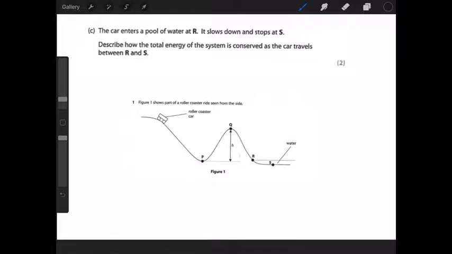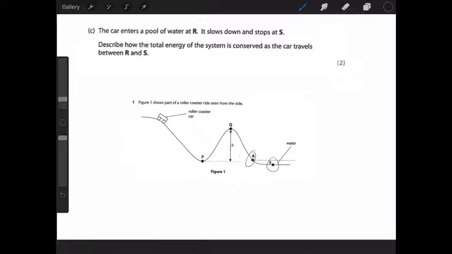So we're being asked what's happening to this roller coaster between R and S. So the roller coaster is going to hit the water. The water is going to push back on that roller coaster car. There is going to be a huge amount of friction between the car and the water. That friction, that rubbing between the water and the roller coaster car, is going to transfer energy from the kinetic energy store of the car to the kinetic energy store of the water and the surroundings of the water.